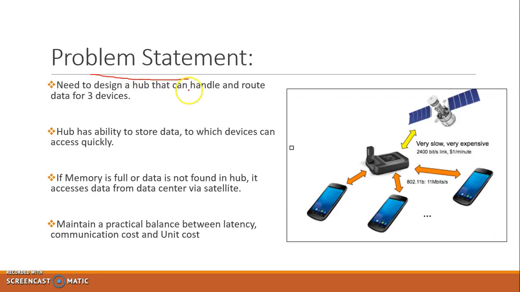We need to design a hub that can handle and route data for 3 devices. The hub has the ability to store data which devices can access quickly. But what if the memory is full or data is not found in the hub? It has no way but to access data via satellite. So we need to maintain a practical balance between latency, communication cost and unit cost.